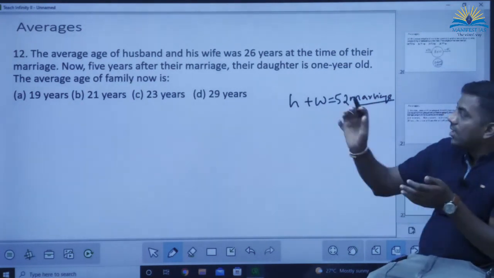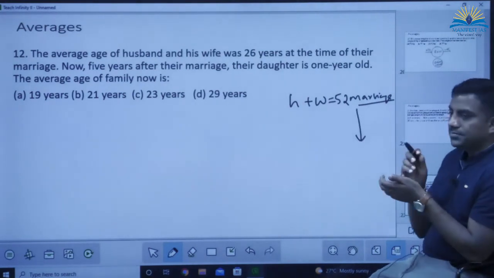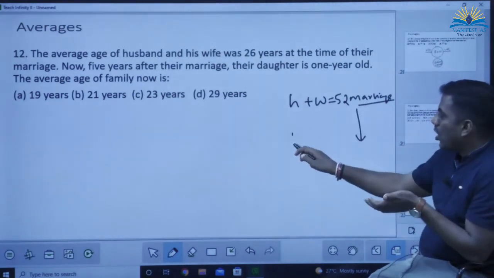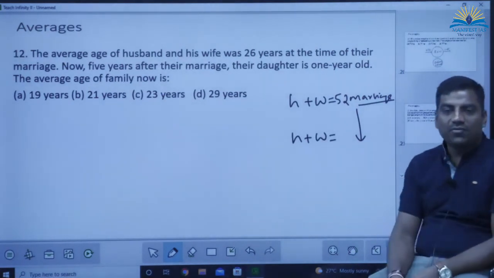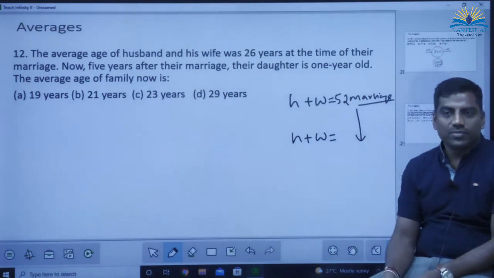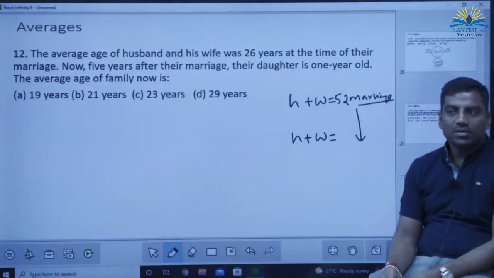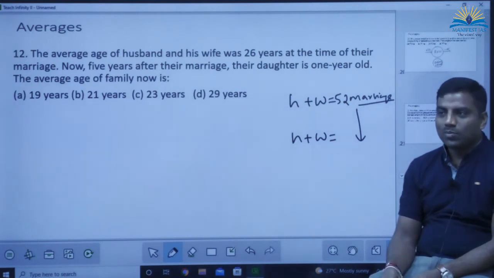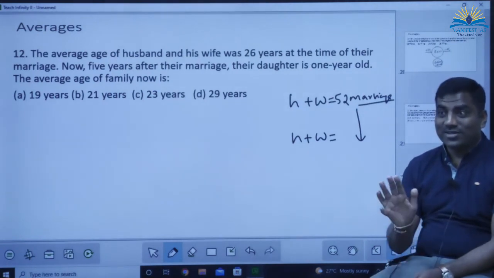52. 5 years after their marriage. So 5 years have passed. Now, what is the sum of the ages of husband and wife? Not 57? Why not 57? Both are getting older, right? Is there any medicine that only the husband will grow older?